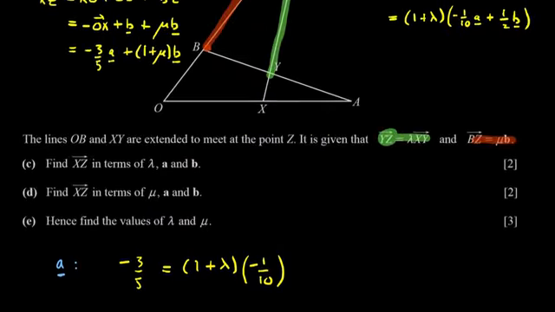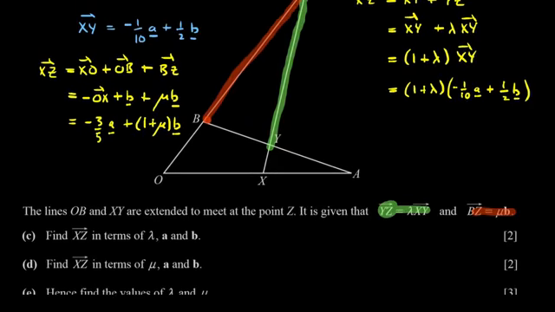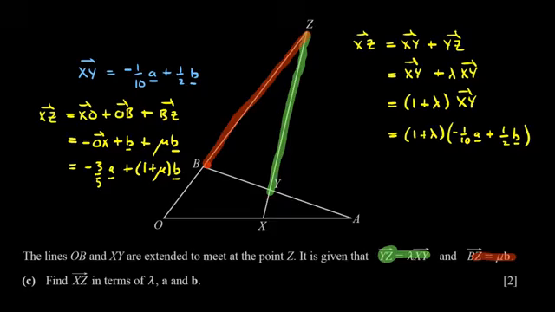Now, I think this question, in a way, is easier than it looks, but it is quite a tricky question. And I think really the trap is these two things, because usually we're used to saying that OB is a fraction of OZ and XY is a fraction of XZ. But what's happening here is we're defining BZ and YZ as multiples of OB and XY. So that's what makes it a little bit tricky.